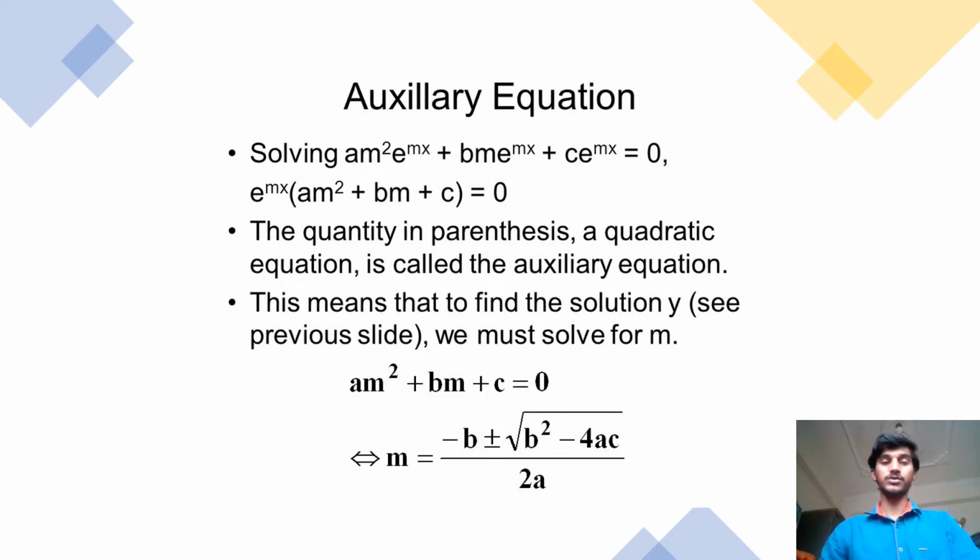Taking e power mx common, e power mx into am square plus bm plus c is equal to 0. The quantity in parentheses, a quadratic equation, is called the auxiliary equation. This means that to find the solution y, we must solve for m. Am square plus bm plus c is equal to 0. Then m is equal to minus b plus or minus root of b square minus 4ac by 2a.